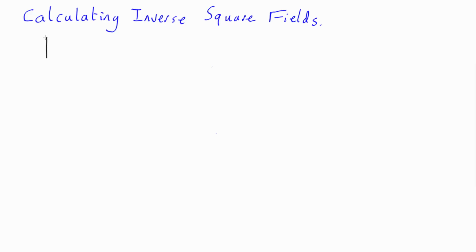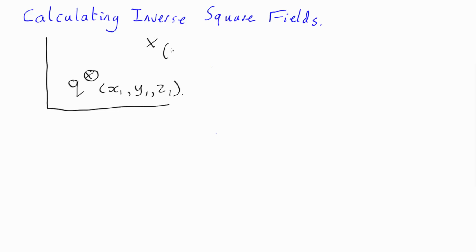So let's say we have a charge Q at some position, which is x1, y1, z1 coordinates, and we want to work out what the field is at some different position, which has coordinates x2, y2 and z2.